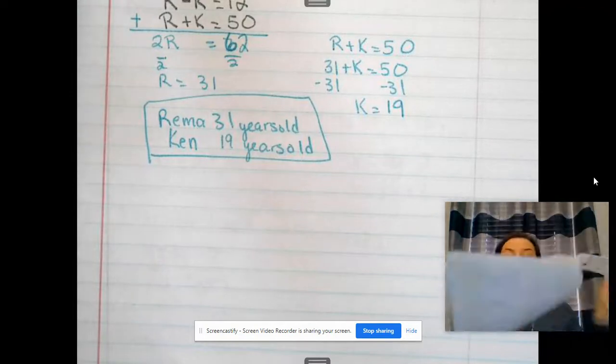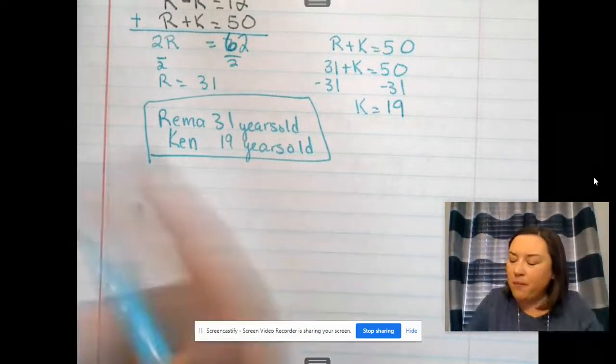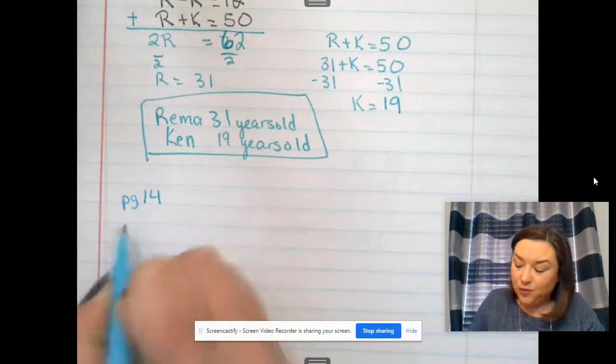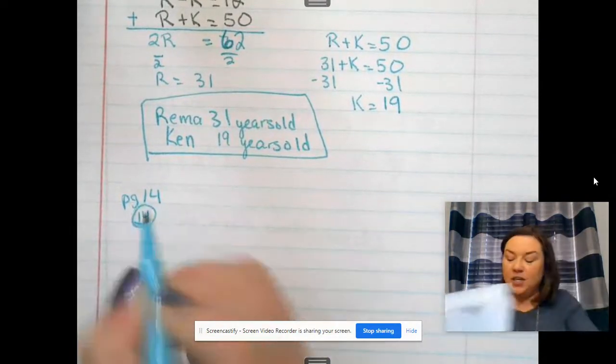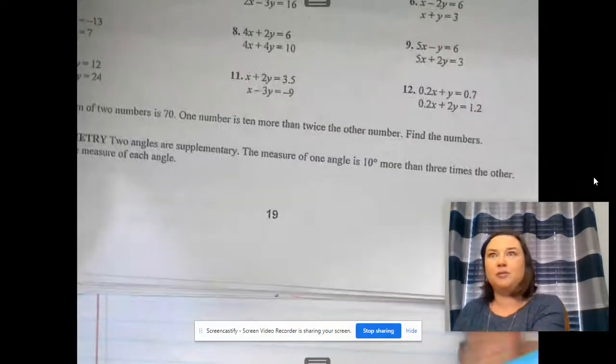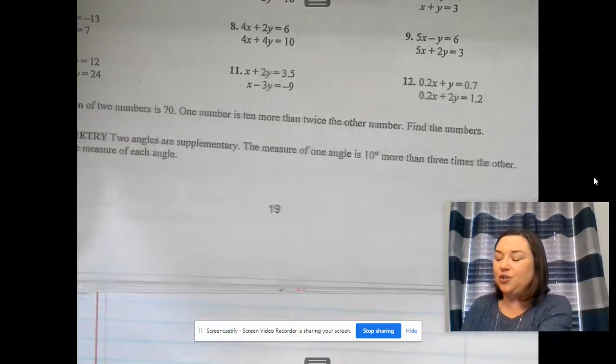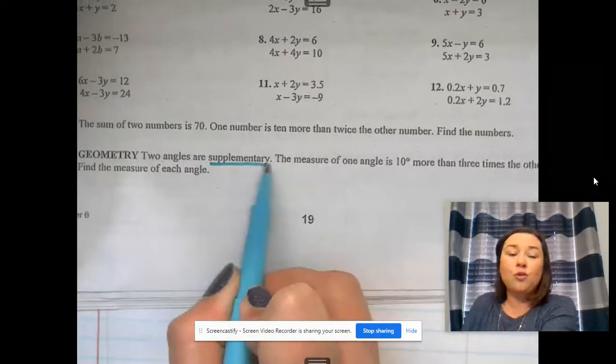Actually, I want to turn to page 14. And I am looking at number 14 on page 14. So number 14 is a geometry problem. It doesn't mean geometry like my geometry class, even though we could do this in there, but this is simpler than that. It says two angles are supplementary.